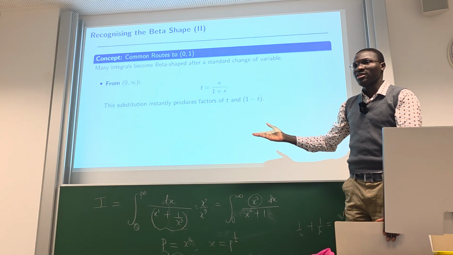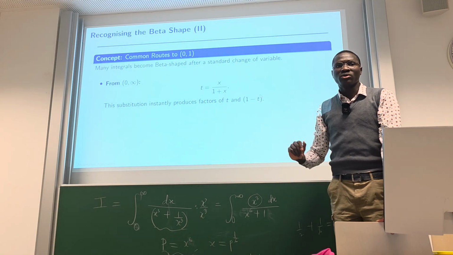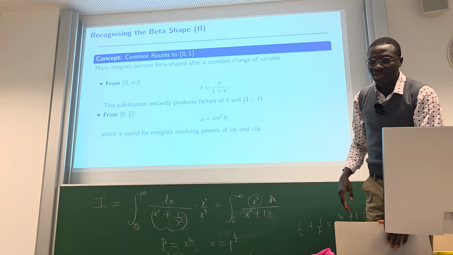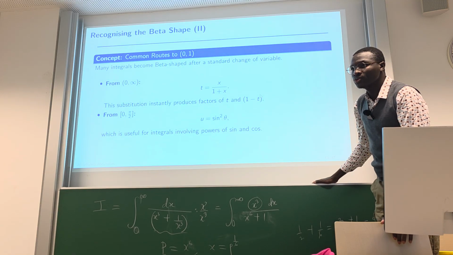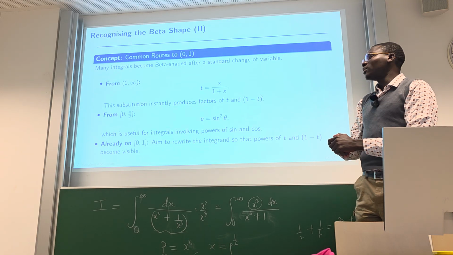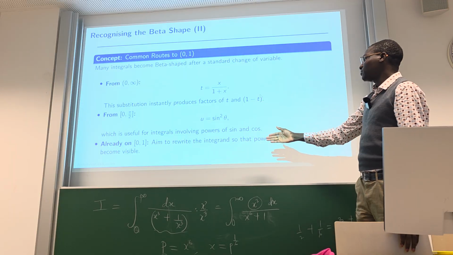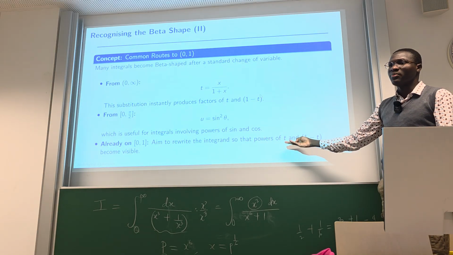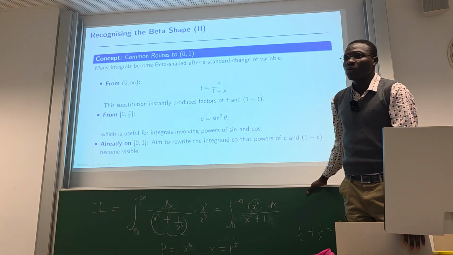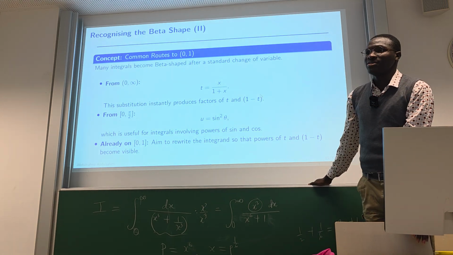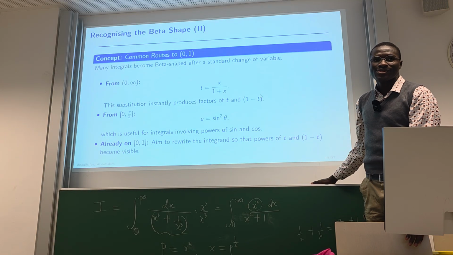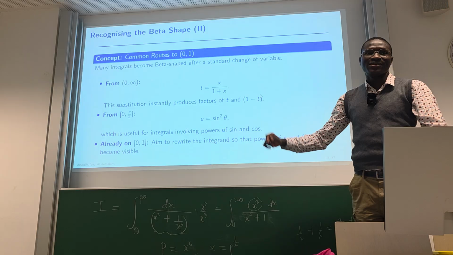From 0 to infinity, you could get it back to 0 to 1, and then you just see it in the beta xy form. If it's on 0 to pi over 2, you make this substitution, okay? And if it's already on 0 to 1, you just rewrite it so that it becomes a power of t and 1 minus t. Now these tricks work, okay, but not for all integrals, because you cannot solve all integrals, right? So just for some set of integrals.